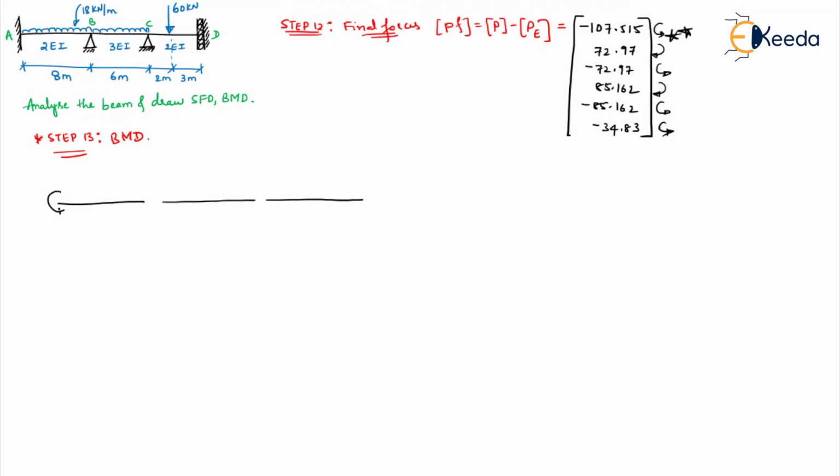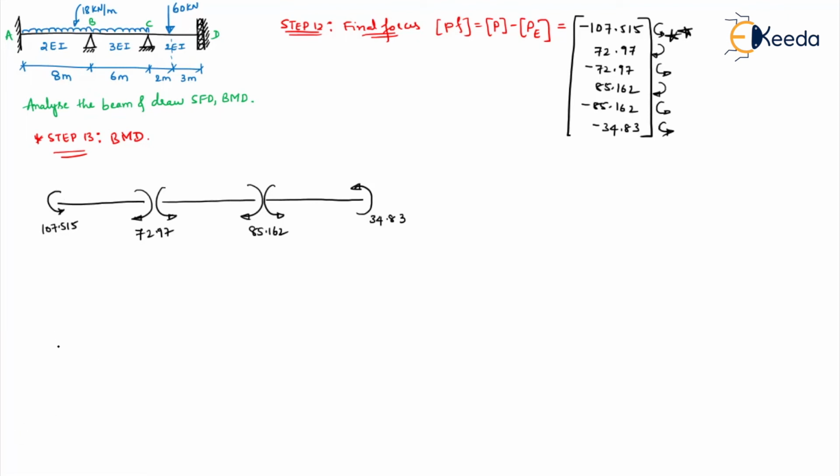Here we have an anti-clockwise moment of 107.515. Here it is clockwise, here it is anti-clockwise, how much? 72.97. Here clockwise, anti-clockwise, so 85.162. And here we have an anti-clockwise moment of 54.83. First let us draw the bending moment coming from these fixed end moments. Then we will draw the bending moments coming from the loading.